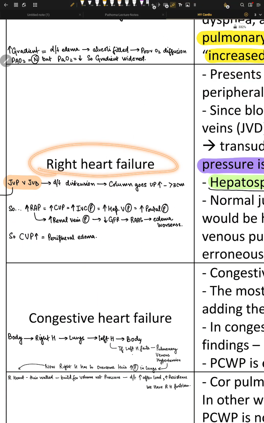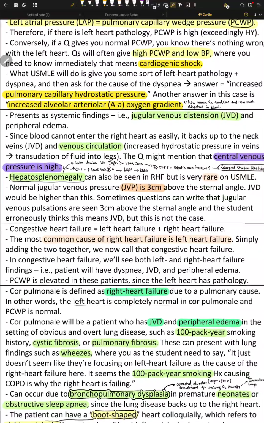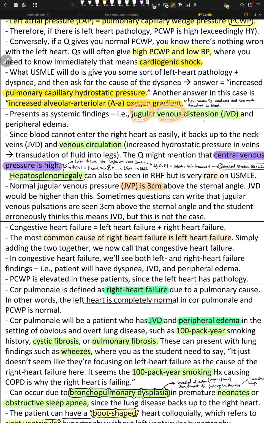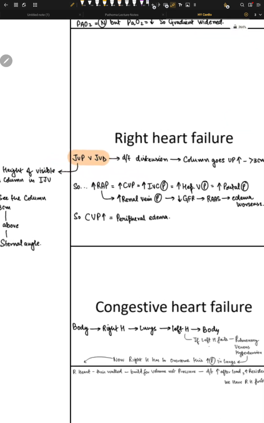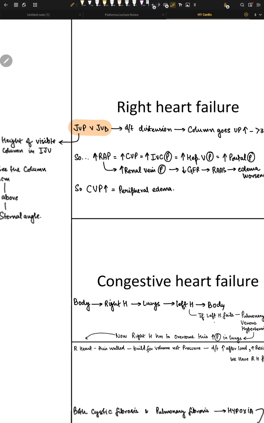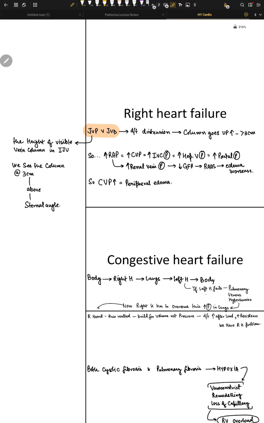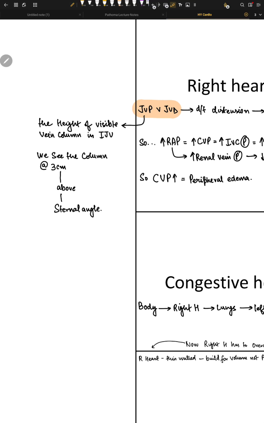So right heart failure presents with systemic findings. Why systemic? Because the body is being affected, right? We have jugular venous distension. Now there's a concept between this jugular venous distension and JVP, that is the jugular vein pressure, and JVD, that's the jugular vein distension. I want to go a little bit inside between them. Now let's first go into JVP.